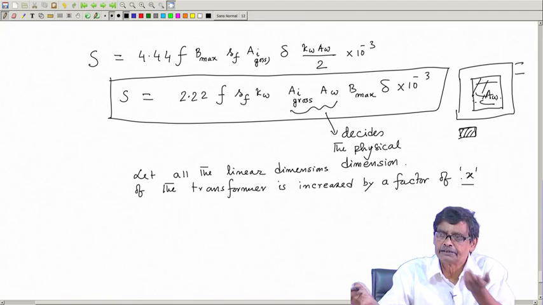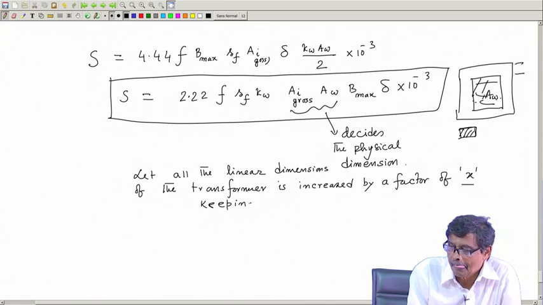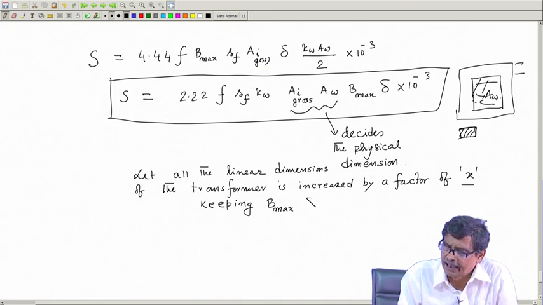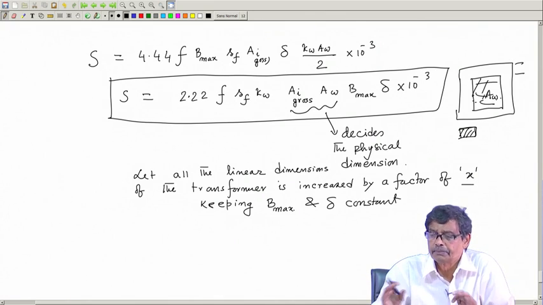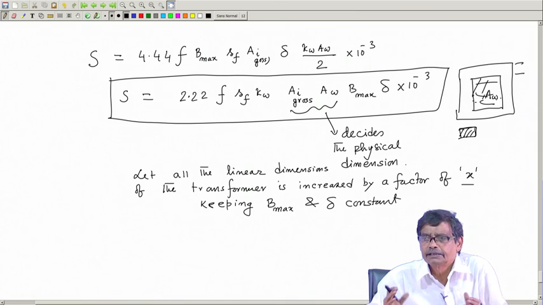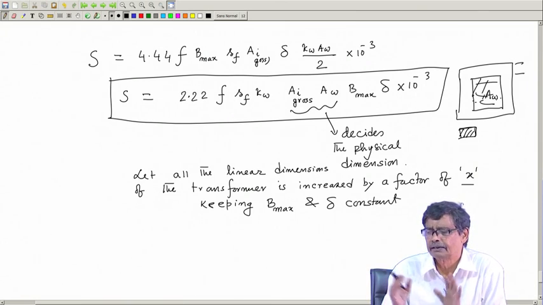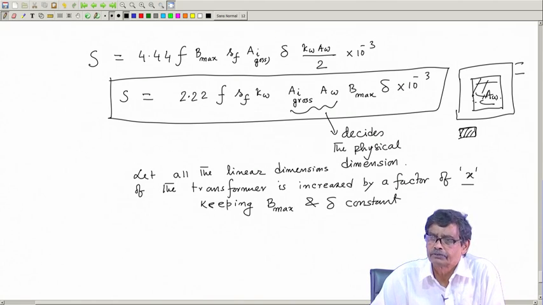All the linear dimensions are increased, keeping specific magnetic loading B max and delta constant. Got the point? All the linear dimensions are increased, and B max and delta I will not touch, because that is the capacity of that iron, CRGO material, 1 Tesla per meter square, delta for copper say 3 ampere per millimeter square, and so on.